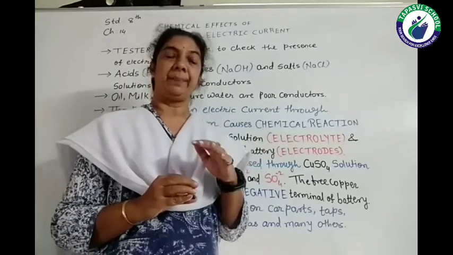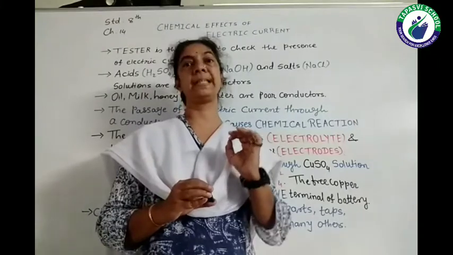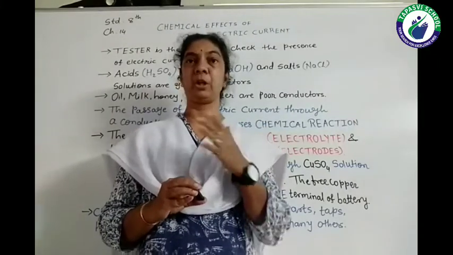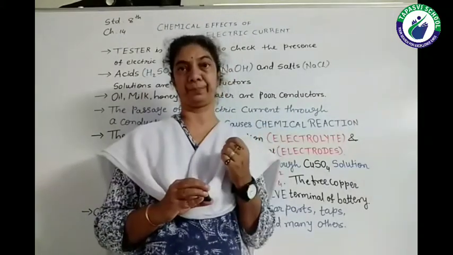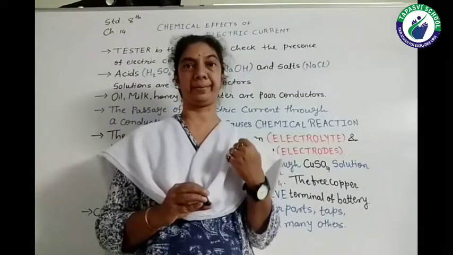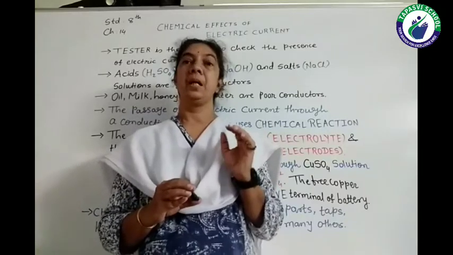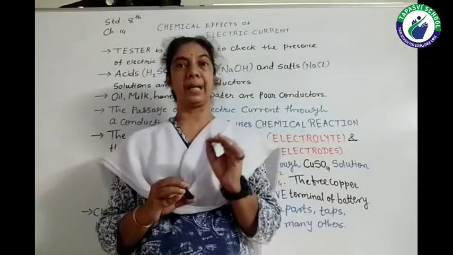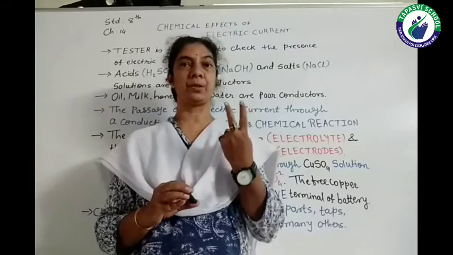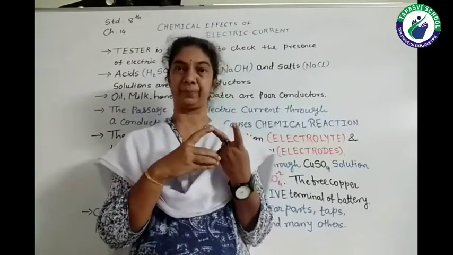Once again, I am repeating, if we have any compound, say NaCl or CuSO4, or sodium nitrate, these are a few examples of compounds. These compounds have two types of ions. They are positive and negative.